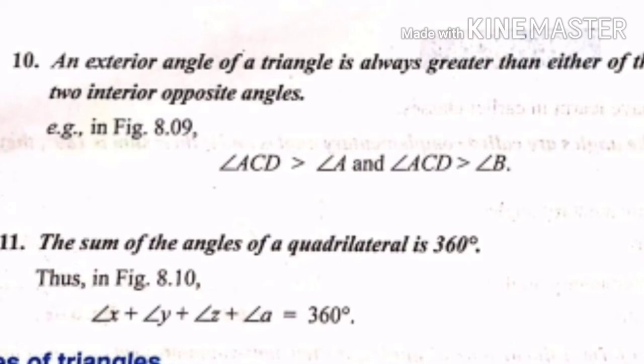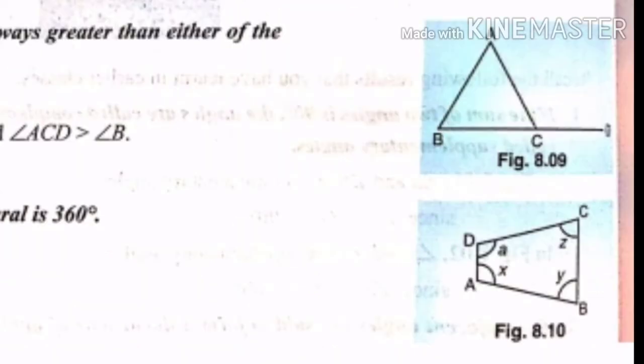Now the next, 11: the sum of the angles of a quadrilateral is 360 degrees. That we all know, students, the quadrilateral has four angles and the sum of them is always 360 degrees. Angle X plus angle Y plus angle Z plus angle A is equal to 360 degrees. Let us understand it by figure 8.09. Angle ACD is the exterior angle, and angle A and angle B are the two opposite angles. So angle ACD is always greater than angle A, and angle ACD is always greater than angle B.